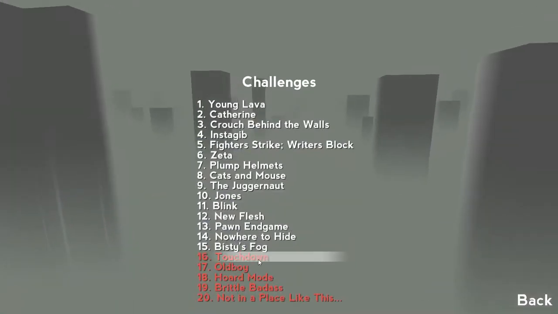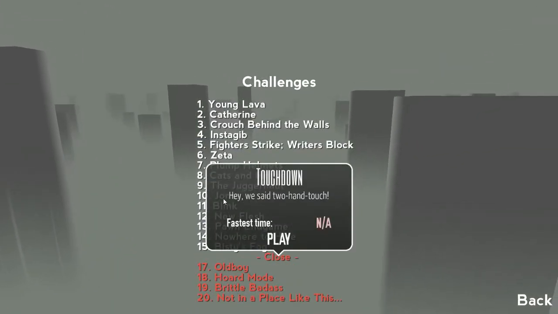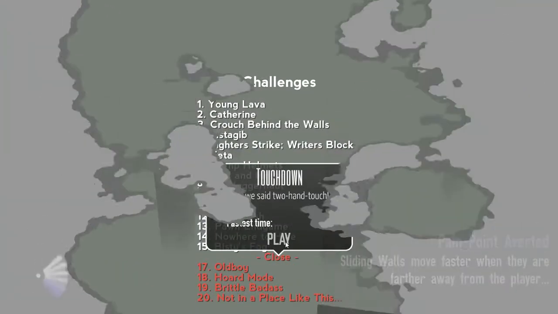Okay. So, I mean, that was interesting. It was harder than I thought it was going to be, because I looked at it, and on paper it looks... We said two-hand touch. What does this mean? What does that description mean?